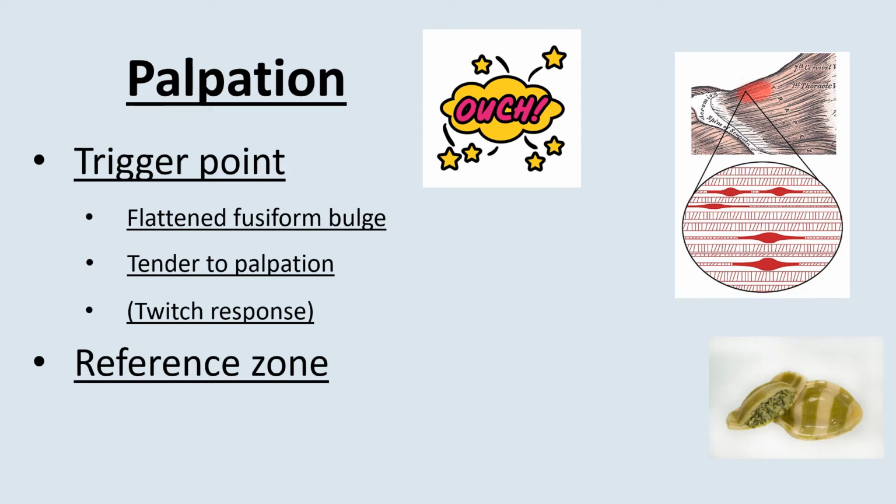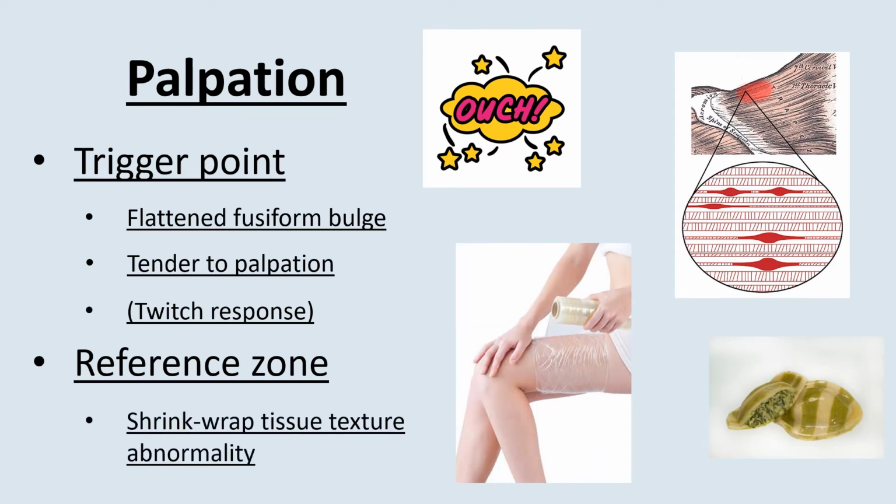The reference zone may have some of the previously mentioned referred phenomena, but what I most consistently notice is that it has a characteristic shrink-wrapped feel tissue texture abnormality, where the soft tissues feel shrink-wrapped or compressed against their deeper soft tissue structures.